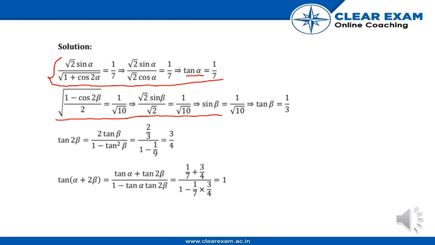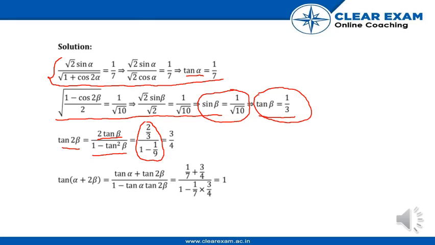From here we find the value of sin β, which will be 1/√10, and using this we find the value of tan β, which will be 1/3. Therefore we can find the value of tan 2β by using the value of tan β, which will be 2 tan β upon 1 minus tan² β, and putting the value of tan β, we will get the value of tan 2β as 3/4.